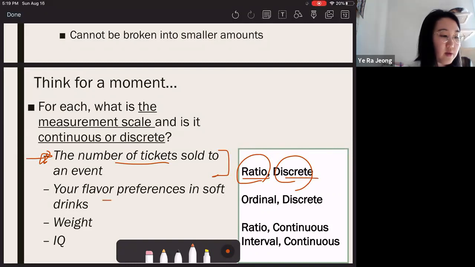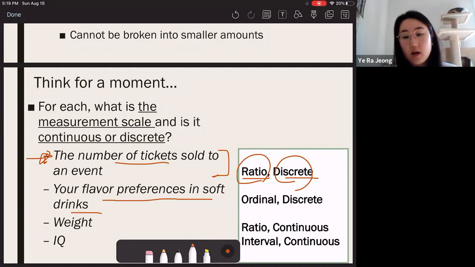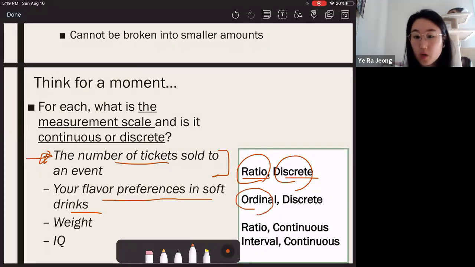How about your flavor preferences in soft drinks? So if I say vanilla is first, second is cherry, third is whatever, you're putting an order, so it's ordinal. But it's discrete because can you have vanilla and a half or 0.1 cherry, right? So it's discrete.